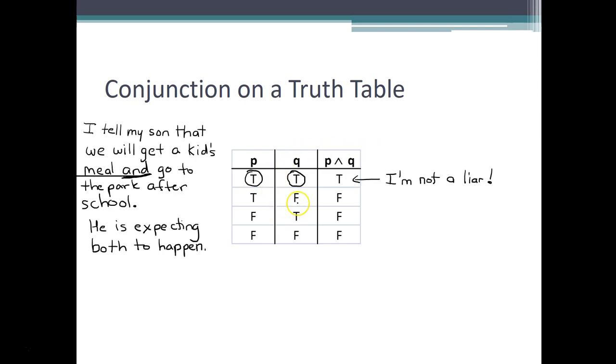But as soon as there's a false, as soon as I back up on my word about one or the other or both, let's say I pick him up, don't get him the kids' meal, but still take him to the park, well, I'm a liar. It's like a partial liar, but I'm a liar. If I don't get him a kids' meal but take him to the park, or if I do get him a kids' meal and don't take him to the park, either way, I'm a liar.